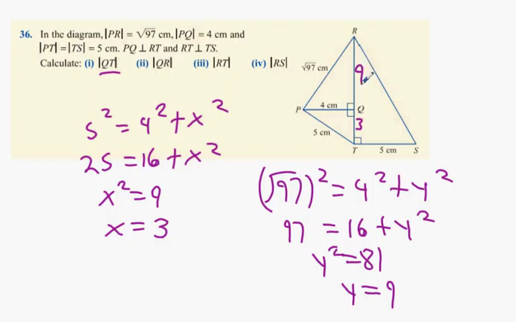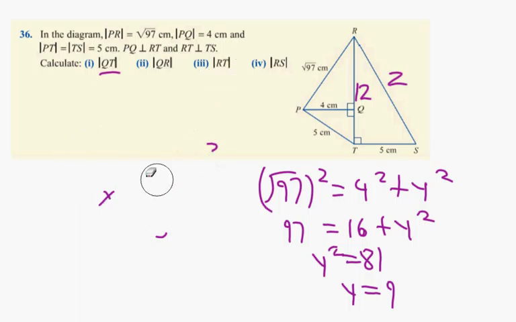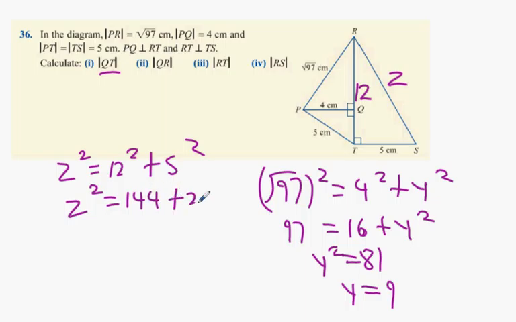What's R to T then? R going all the way down to T? 12. Because it's 9 plus 3, which is 12. And finally the last one. We now have to figure out what this distance here is. We'll call it z. And this time around, it's just Pythagoras' theorem 3 times. It's actually very easy. Z squared equals 12 squared plus 5 squared. Z squared equals 144 plus 25. Z squared equals 169. Z equals 13.